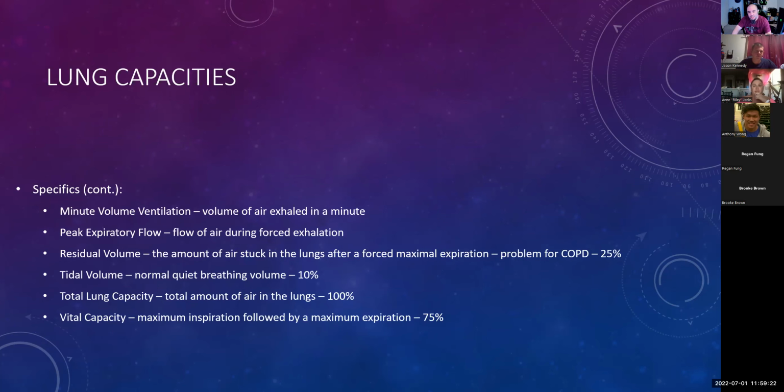Minute volume ventilation is just comparing how much air is moved in a minute. Peak expiratory flow is the flow of forced air during exhalation. Residual volume is the amount stuck in after a maximal expiration, problematic for COPD. Tidal volume is the normal breathing. That's normal quiet breathing going in and out. Total lung capacity is the amount of air that's available in the lungs, and that's usually measured in liters. And then vital capacity is the maximum inspiration followed by maximum expiration.